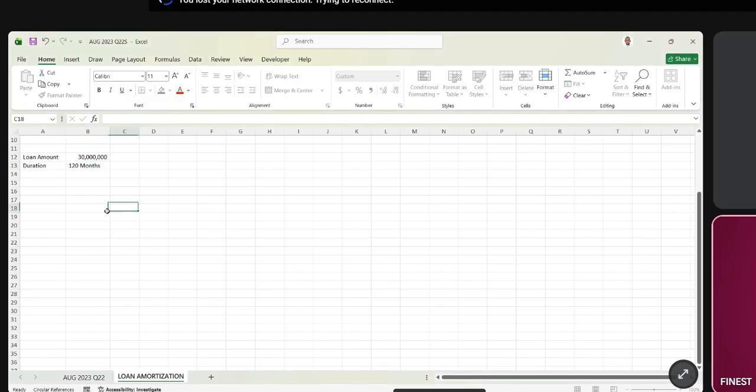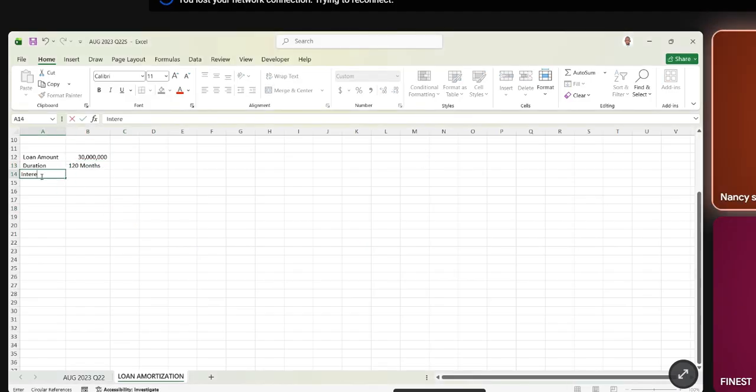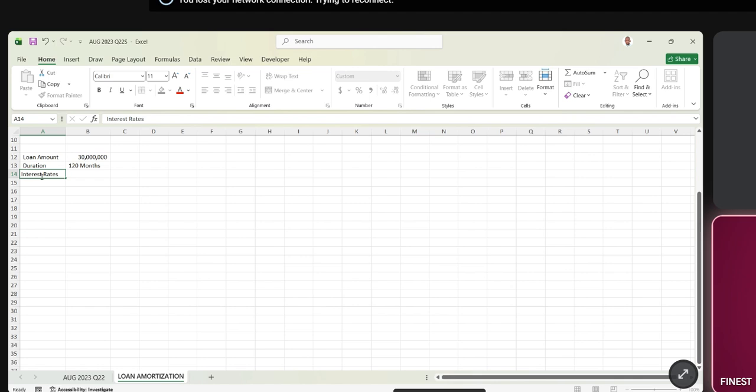Then what is the current interest rate from banks? Let's put 15%. I know there's a way you used to get what we call the PMT, but here we are not going to use that longer method. Just a very simple, straightforward one.